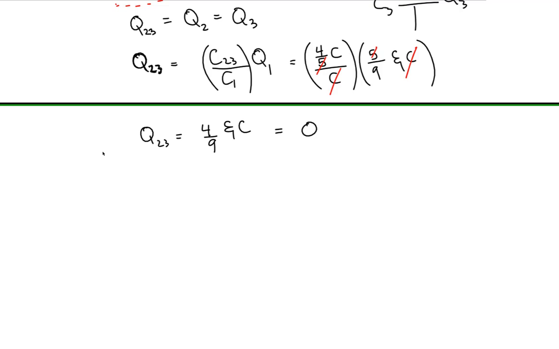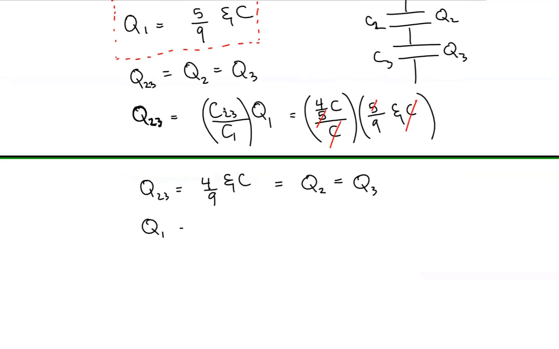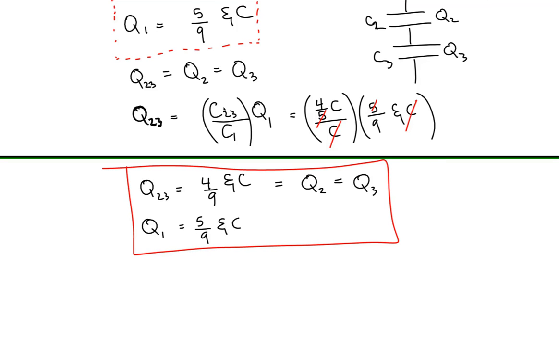And this happens to be equal to the charge on Q2 and the charge on Q3 because they are in series with each other. Oh, and look at this. This makes total sense, right? Because when you add Q1 to Q23, notice how we get 9/9, or the product of the EMF and the capacitance of capacitor 1. So we've now found the charge on each of our capacitors.